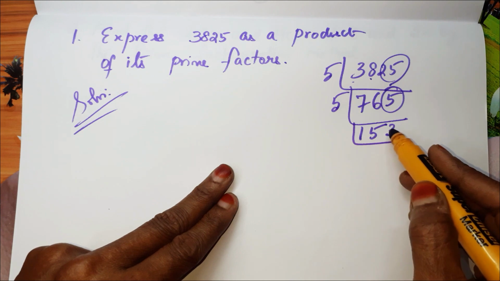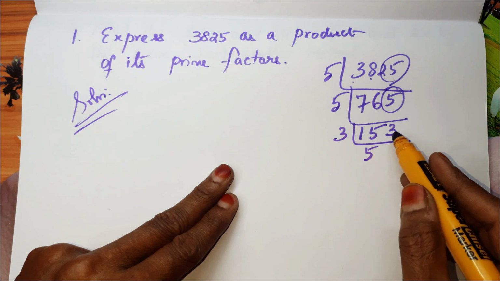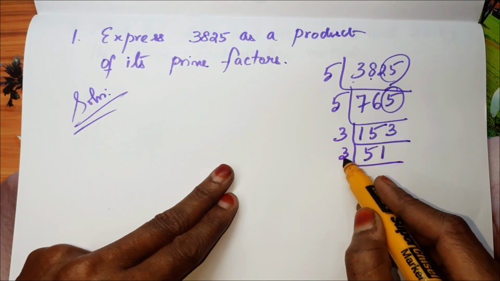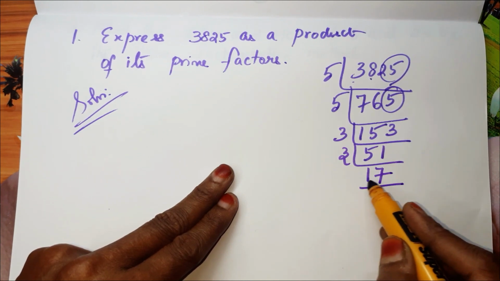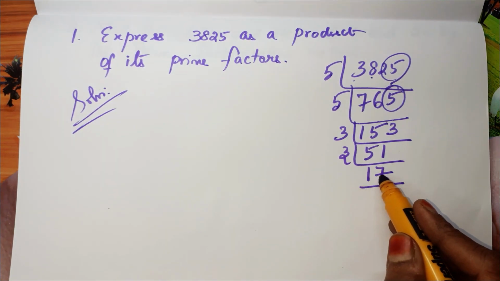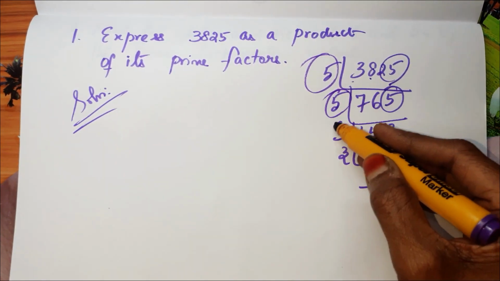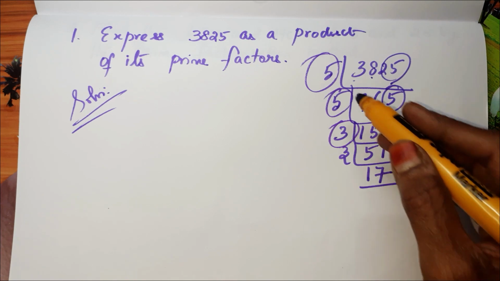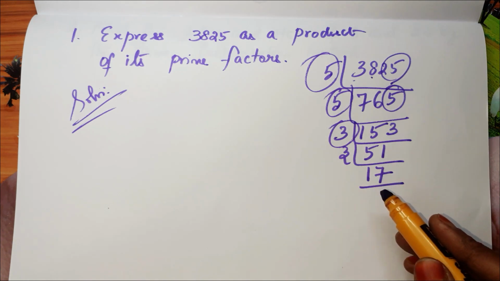So what is the next number I can take? 3. 3 5s are 15, then 3 1s are 3. Here also I can take 3. So 3 1s are 3, 17. After that, is it possible to take any number dividing 17? No. Whatever factors we take here, we have to take only prime numbers. So 5 is a prime number, 3 is a prime number, and 17 is a prime number.